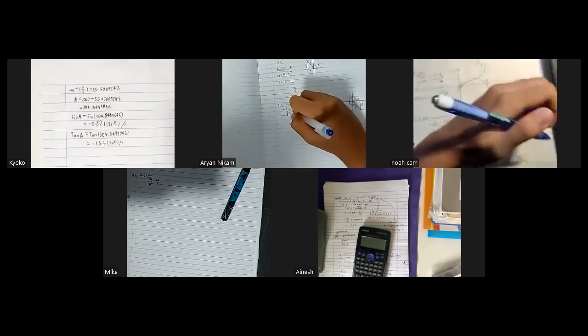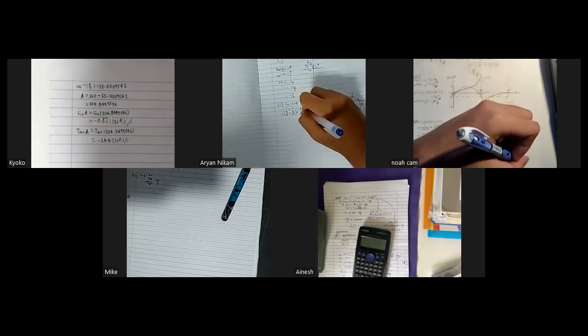So this is now my angle. My angle will be represented by this theta, right? This will be my opposite. This will be my adjacent. This will be my hypotenuse. Now, theta, sine. What is sine, Ainesh? Sine will be something over something, right? Yeah. What is it?